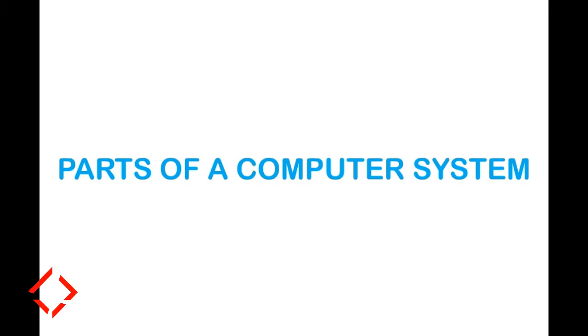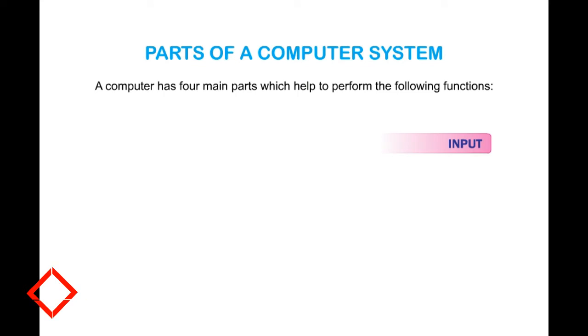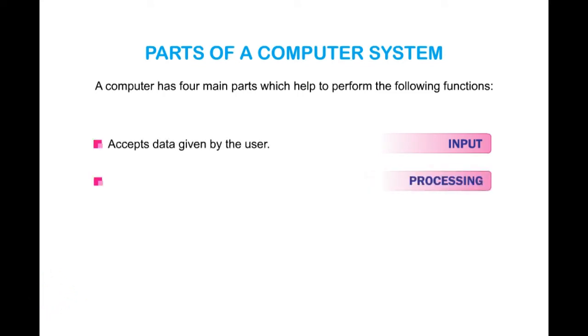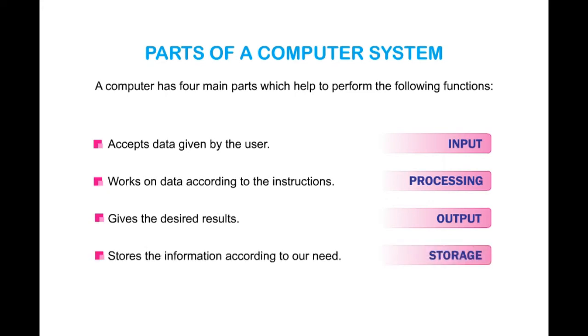Parts of a computer system. A computer has four main parts which help to perform the following functions. Input function accepts data given by the user. Processing function works on data according to the instructions. Output function gives the desired results. Storage function stores the information according to our need.